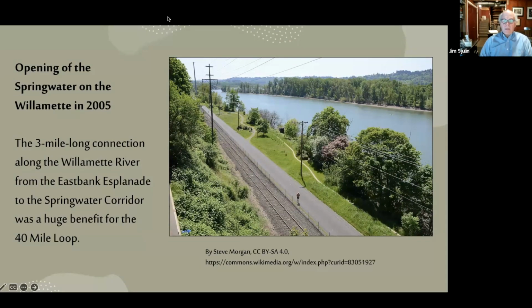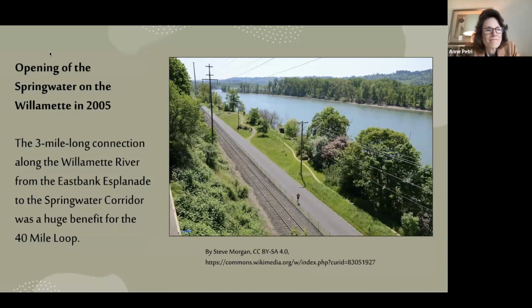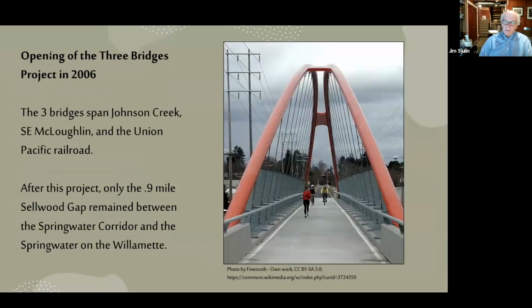It opened in 2005. This is a beautiful 3-mile connection from the original Springwater, that 17-mile long piece that we purchased in 1990, to connect to the East Bank Esplanade in downtown Portland. So this was another coup for the 40-mile loop in 2005. Next slide. Another Springwater story.